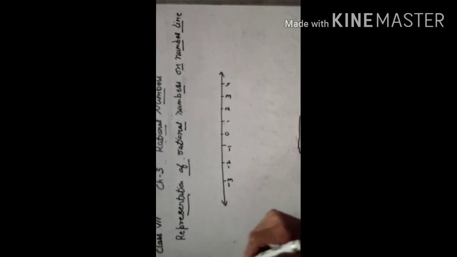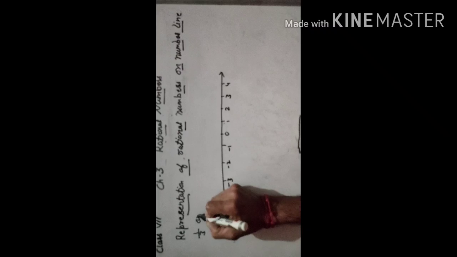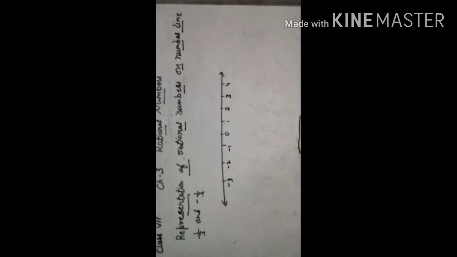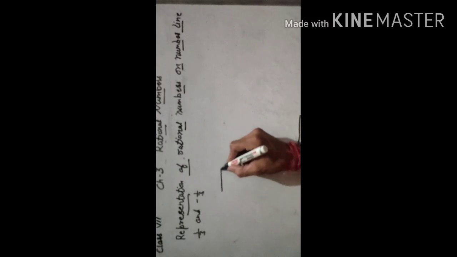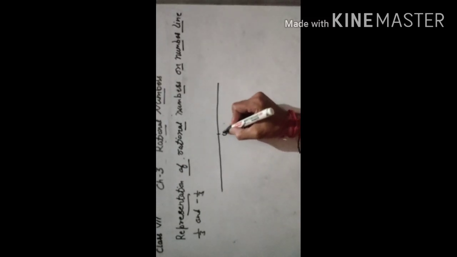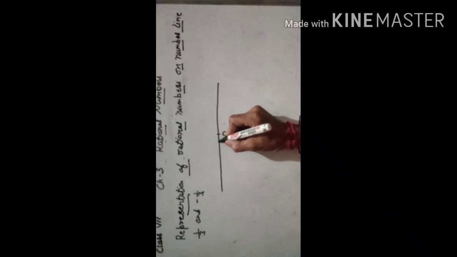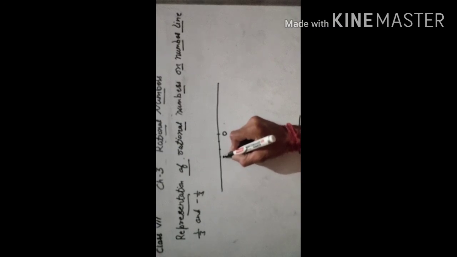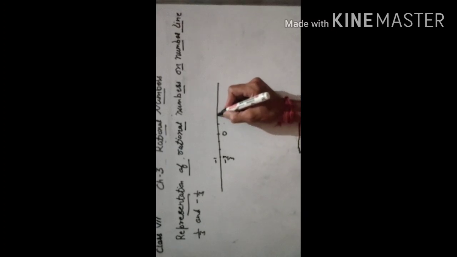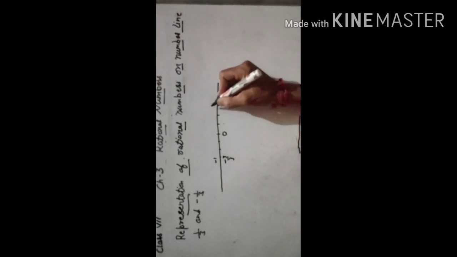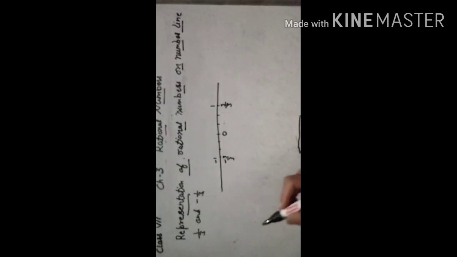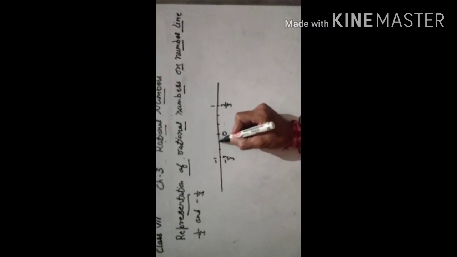Now suppose we have to represent 1/3 and -1/3 on the number line. So what we have to do, we have to draw a line with a scale. With a scale you have to draw a line and mark this point 0 and divide it into three equal parts, 1, 2 and 3, and write it as 3/3 or 1, and write 1, 2 and 3, 3/3, that is 1.